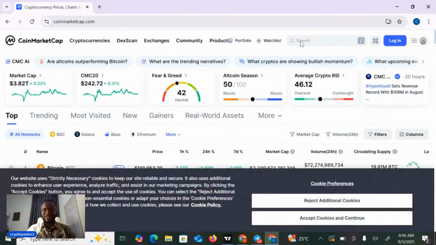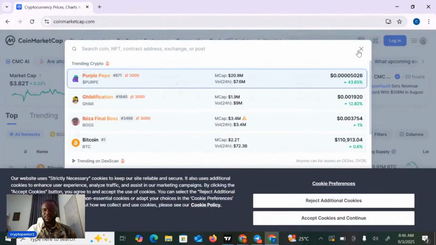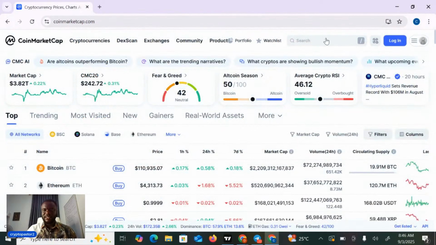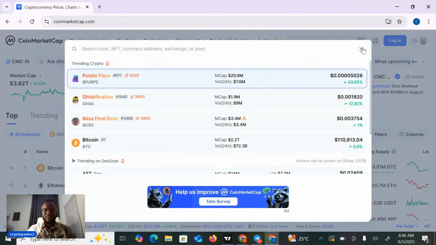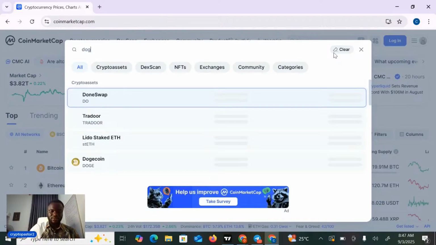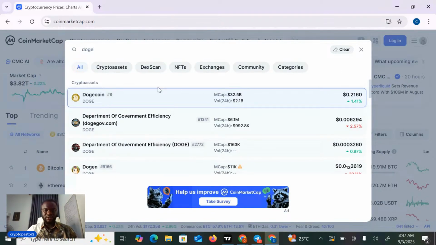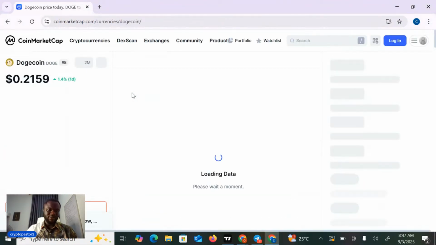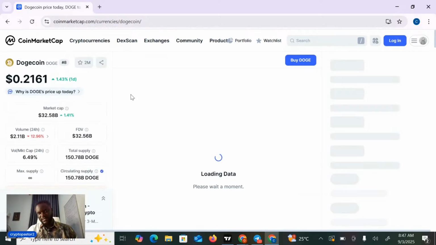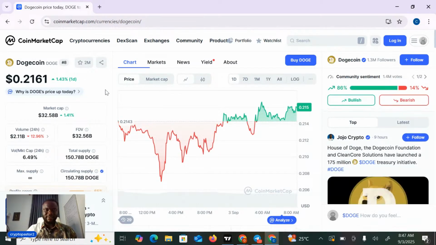See, you can search from here. You search for the coin, but let me just start with Dogecoin now. I just type Dogecoin. You can see the price of Dogecoin already here. You understand? You can see how the price of Dogecoin is going up. Today is 1% up. Why is Doge price up today?